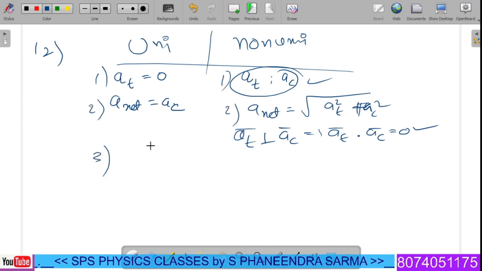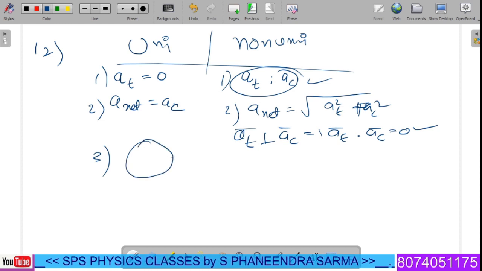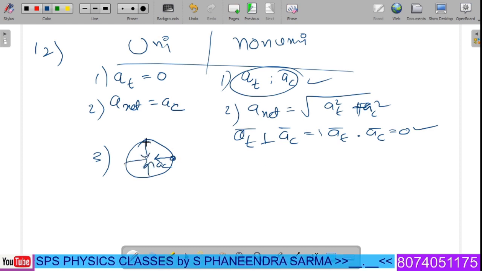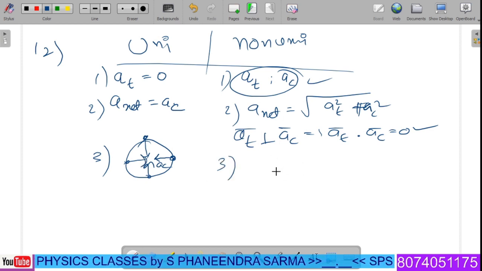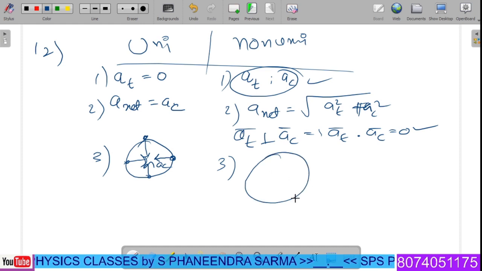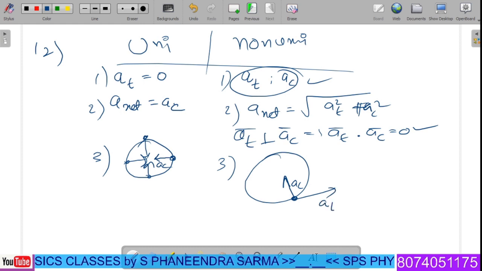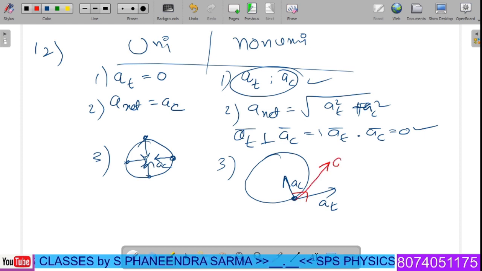When we represent it in the form of a small image, this is the direction of AC. Any direction you can take, these are the positions of the object, and AC is always directed to the center. That's the nature of AC. And in case of non-uniform motion, when you take any point, this is the direction of AC, and perpendicularly we have AT. Therefore, when two vectors are separated by 90 degrees, this will become the net acceleration A net.